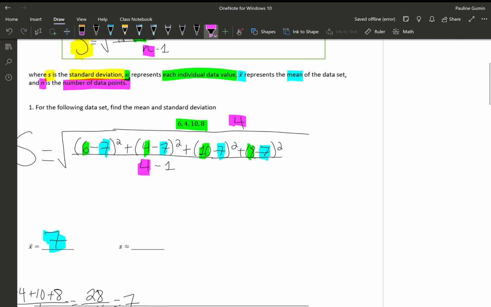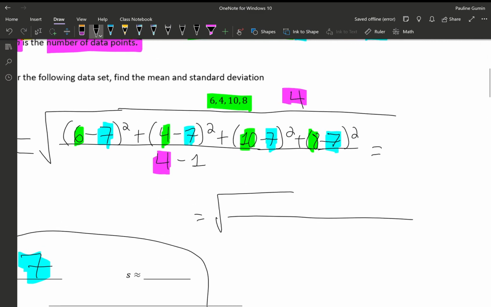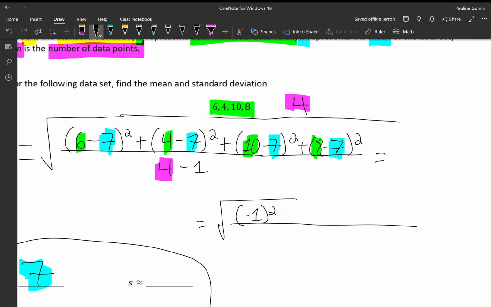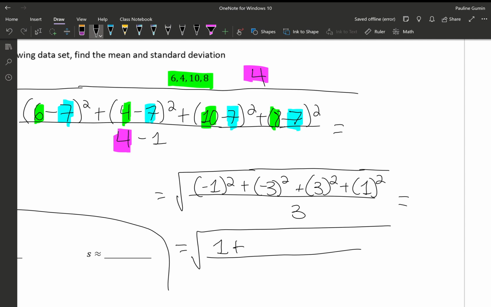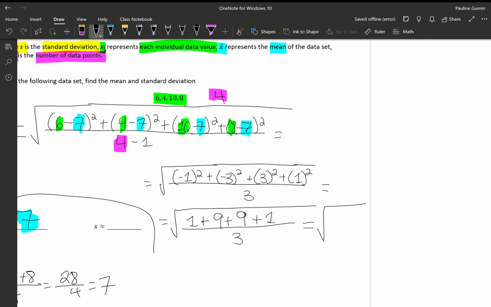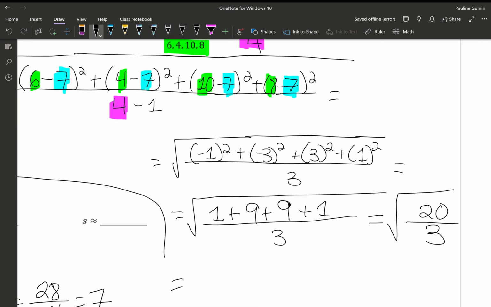Now I'm going to show you all the work as we simplify this. I'm going to follow order of operations, which means parentheses first. 6 minus 7 is negative 1. 4 minus 7 is negative 3. 10 minus 7 is positive 3. 8 minus 7 is positive 1. And on the bottom, 4 minus 1 is 3. Let's continue. We're going to square everything. 1 squared is 1. Negative 3 squared is 9. Positive 3 squared is 9. 1 squared is 1. All over 3. Then I'm going to add everything on top. So that's 20 over 3. And that goes directly into my calculator. So my standard deviation is the square root of 20 over 3, which is about 2.58.